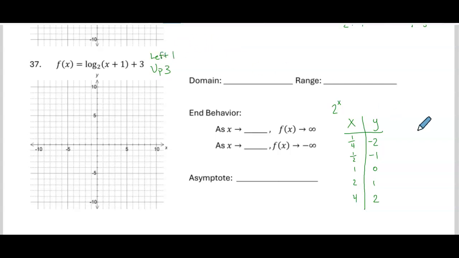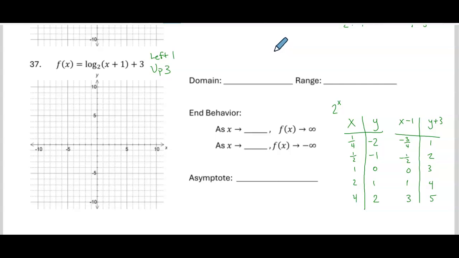Come over here, we have left 1, so that means I need to decrease my x's. We're up 3, so that means I need to increase my y's. Make some new coordinates, and we'll be able to graph it. So decreasing, so 1/4 minus 1 is -3/4. 1/2 minus 1 is -1/2. You get 0, 2 minus 1 is 1, 4 minus 1 is 3. Over here I'm adding 3, so -2 plus 3 is 1, and then 2, and then 3, 4, and 5. So those are the points I want to plot.